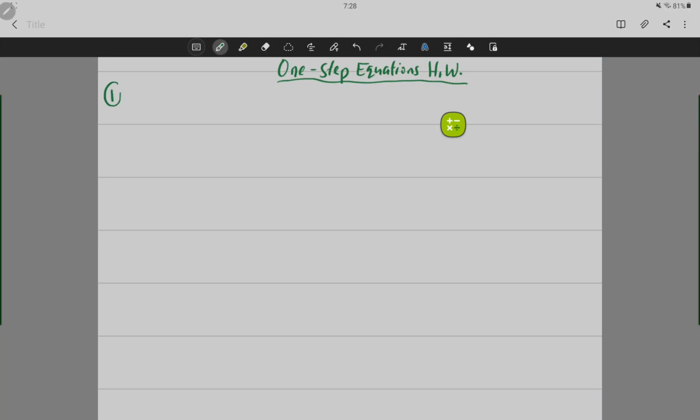Everybody, here is the one-step equations homework. Number 1: x minus 3 equals 12. So we know first, equal sign, draw the line. Next, look for the operation. It says minus 3, so treat that as a negative 3.